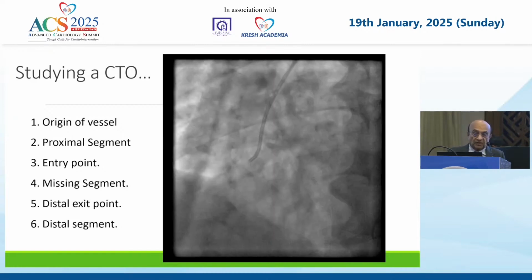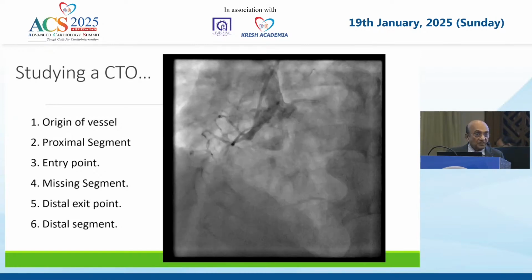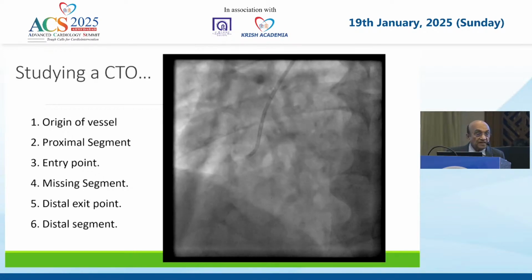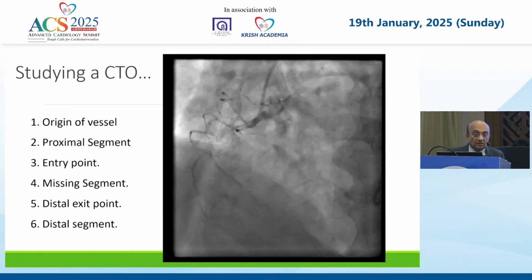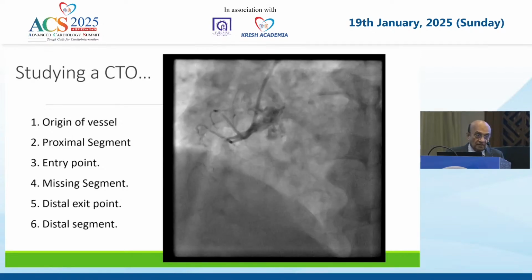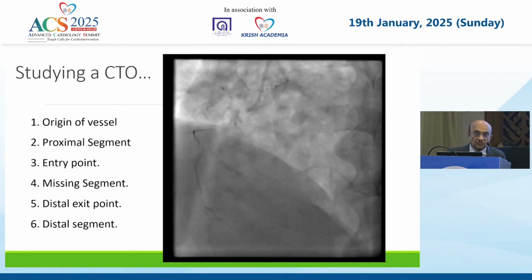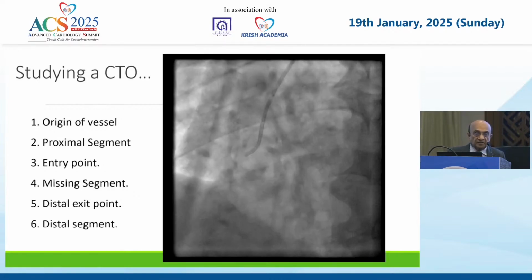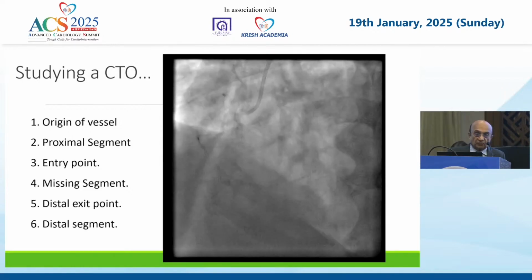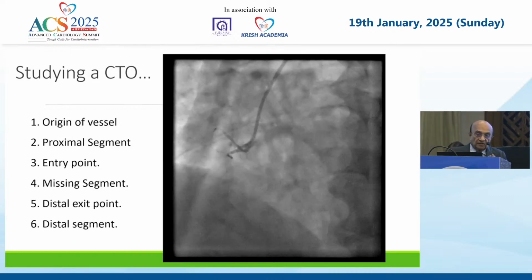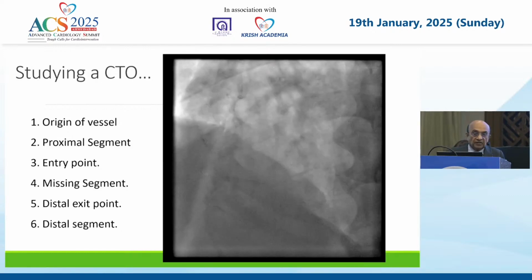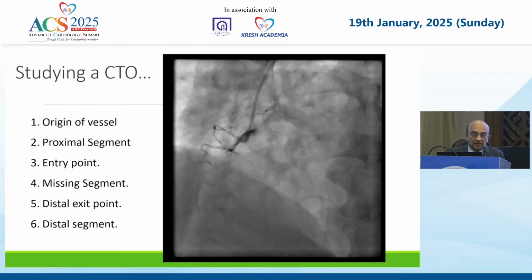If you have outlined the proximal segment and the distal segment by contralateral injection, and if they move in opposite direction, then the intervening missing segment is curved and tortuous. I repeat, if the proximal segment which you have seen by antegrade injection and the distal segment you have seen by the contralateral injection, if they move in opposite direction, the intervening missing segment is tortuous and curved.